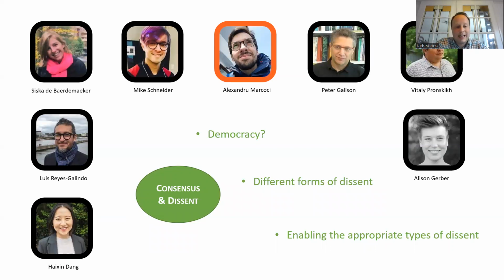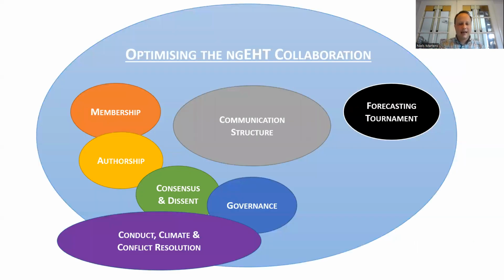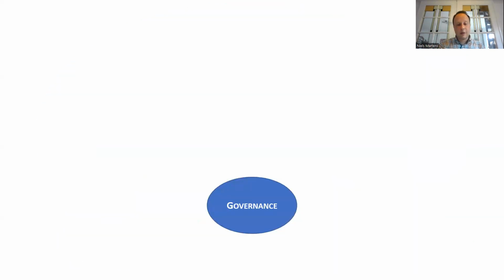Which forms of dissent play a role? Are there good forms, maybe less good forms of dissent? And how do we come up with organizational structures that incentivize and enable the positive forms of dissent and maybe avoid the not so positive forms of dissent? And this very much relates to the topic of governance.